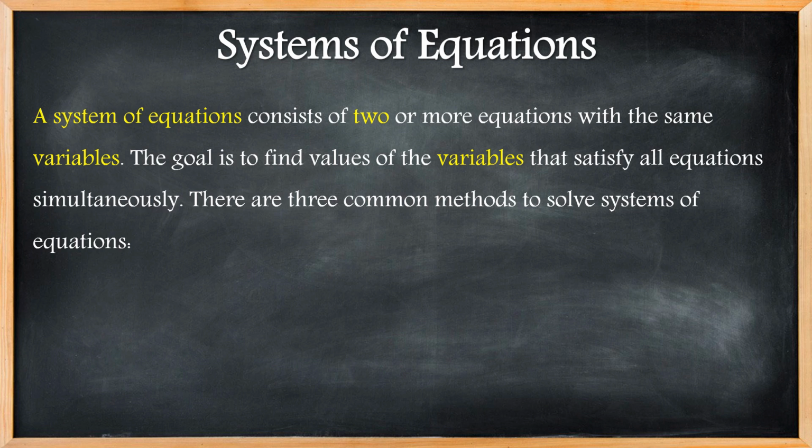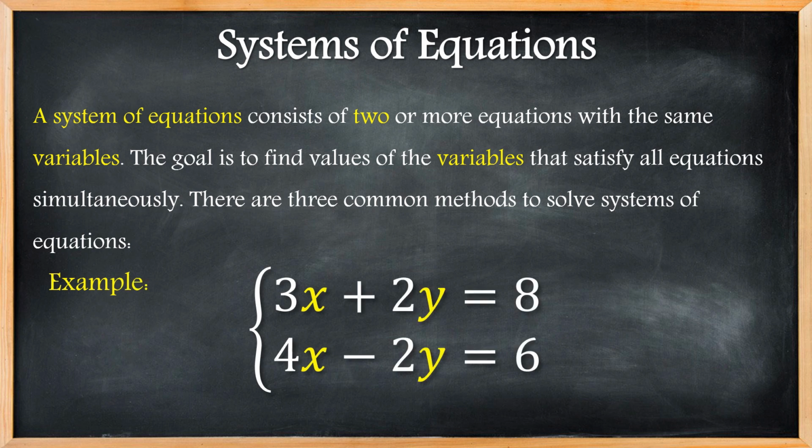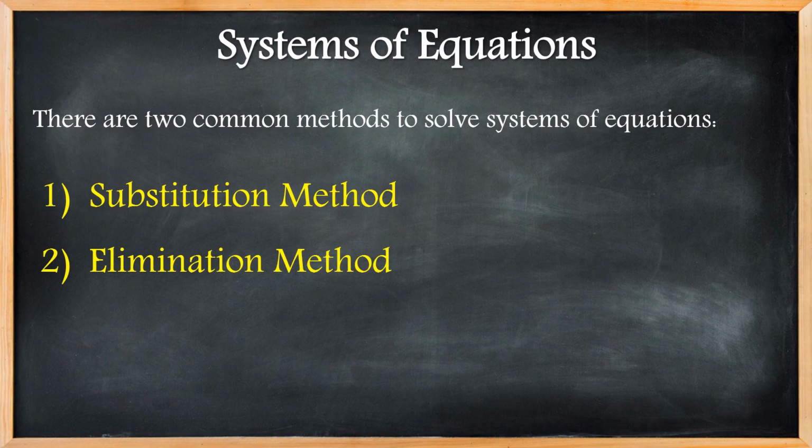There are three common methods to solve systems of equations: substitution, elimination, and graphing. In this lesson, we will focus on substitution and elimination. Let us take a look at an example. We have the system 3x + 2y = 8, 4x - 2y = 6. Our task is to find the values of x and y that make both of these equations true. We will explore different methods to solve this system.